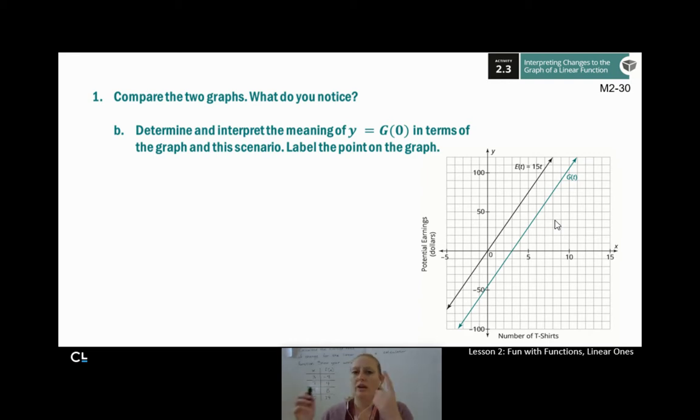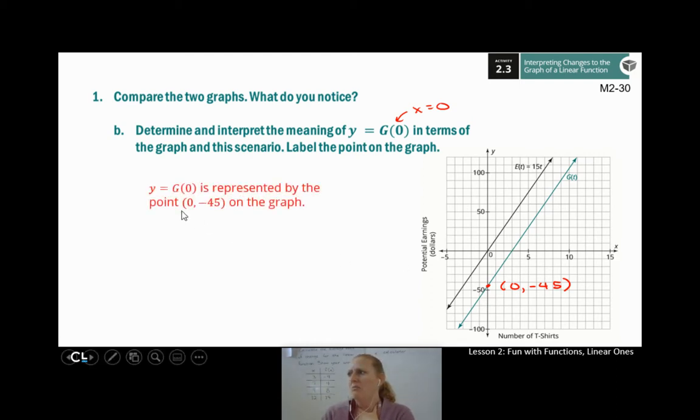So first of all, I found it on the graph. I was like, okay, G of 0, that means that's when x equals 0, right? So this is when x equals 0, so it looks like it's down here. It looks like that point is at 0, and I didn't quite make it to 50, so we'll say that's 0, negative 45. So G of 0 is represented by the point (0, -45) on the graph.